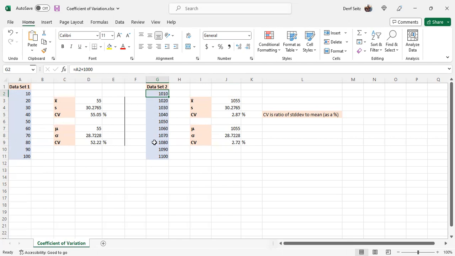This is going to move it to a much larger position, and the mean is going to go up substantially, and that's going to change the relative variance. Look now over here, the CV is 2.87, whereas over here, it's unchanged from what it was, 55.05. It's a big difference now in these two data sets.